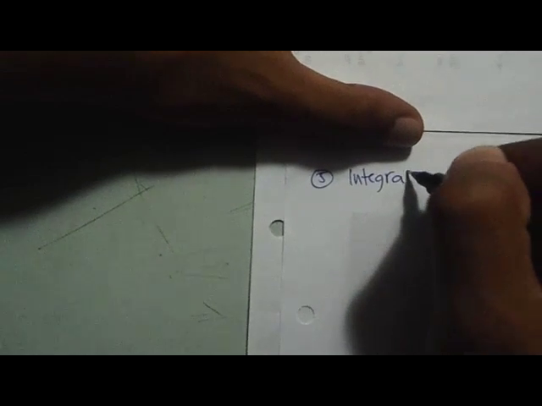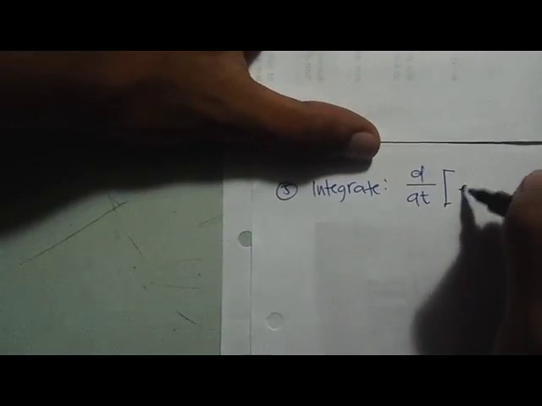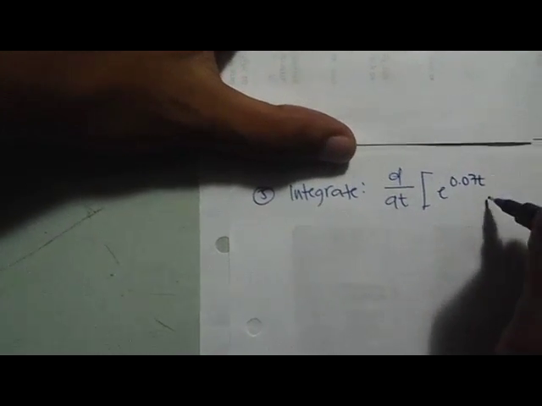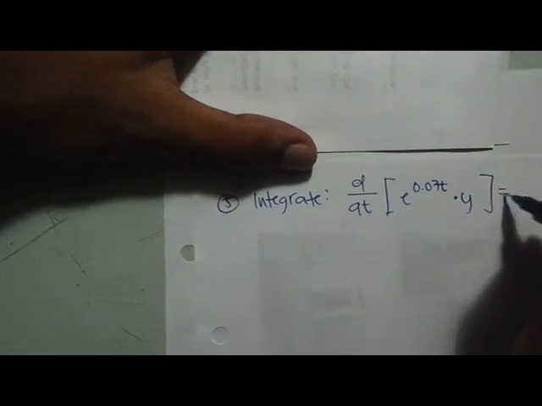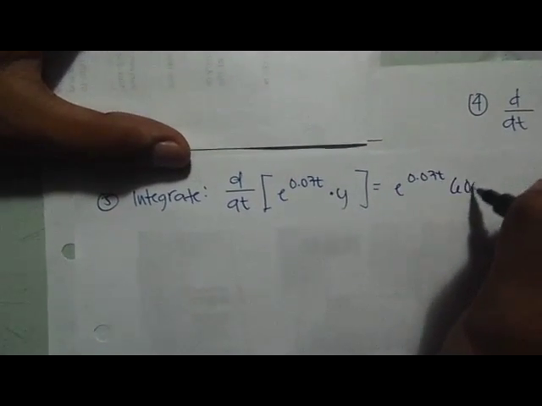So for the fifth step, we need to integrate. To integrate d over dt times e to 0.03t times y, which is equal to e to 0.03t times 600.